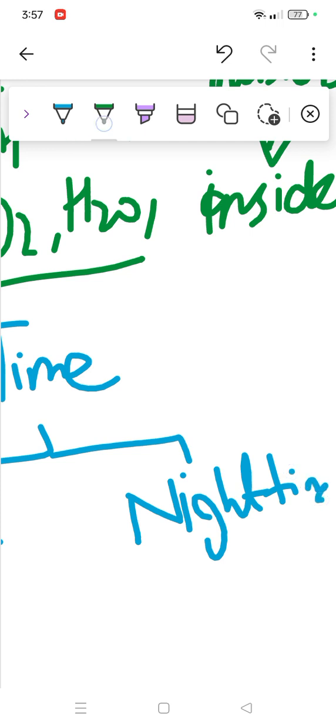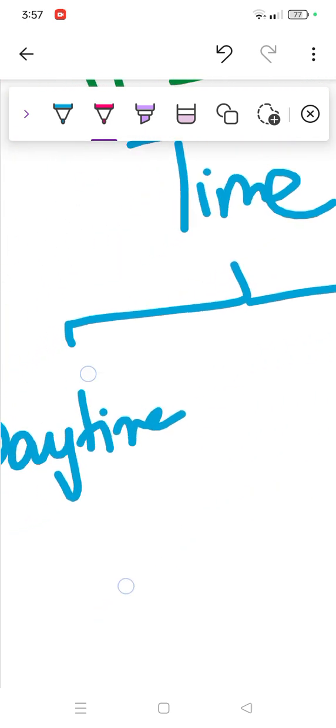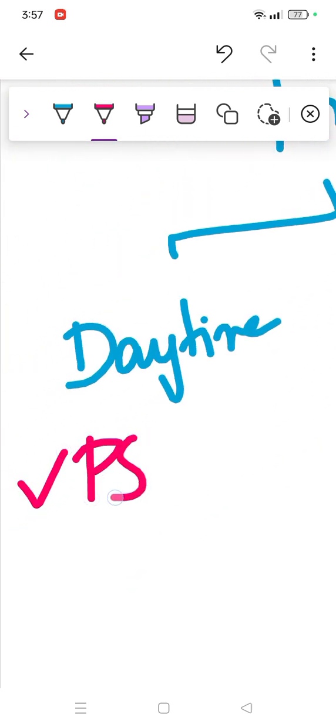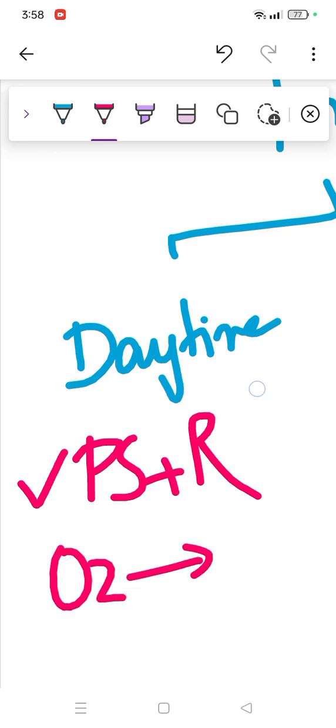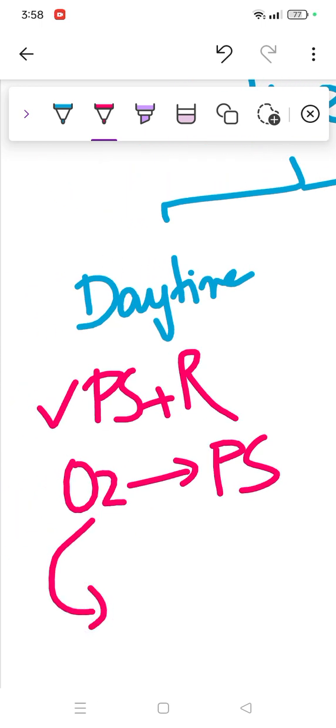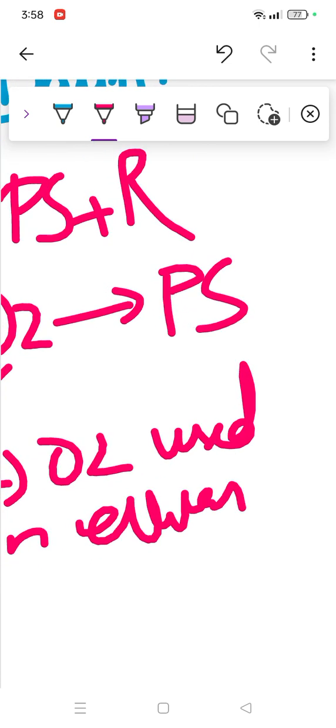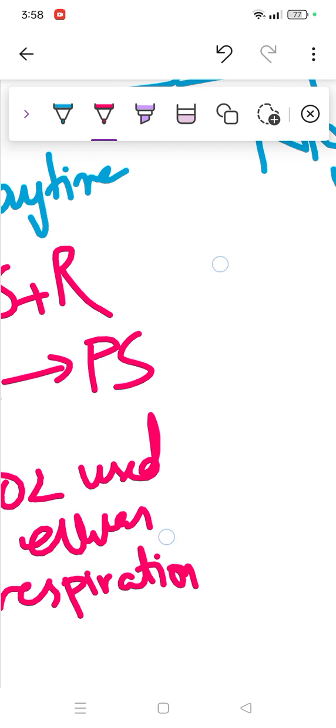In daytime we have both processes, photosynthesis plus respiration, right? So what will happen is O2 is produced in the process of photosynthesis, and then this O2 is going to be used in cellular respiration. Cellular respiration, right? Then comes our next part, which is nighttime.